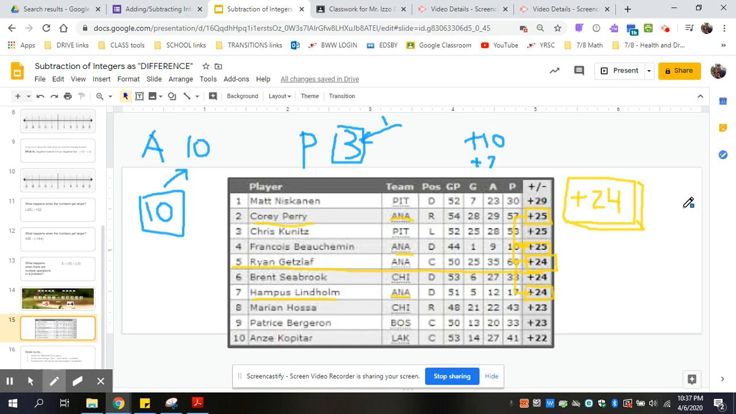If that doesn't really make sense, don't worry too much about it. It's just one of the statistics that hockey players keep with the NHL. You don't need to know that for the assignment. The assignment's pretty straightforward. It's just a bunch of adding and subtracting of integers.